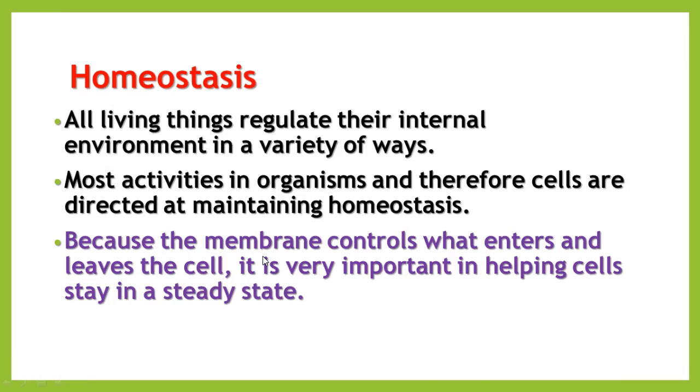Now, the main reason that you need a membrane, and the main job that the membrane does, is to help the cell maintain homeostasis. Remember that all living things attempt to maintain a stable internal environment, a steady state. They are regulating this environment in a lot of different ways, and a lot of the functions of the membrane have to do with maintaining homeostasis. It is very important because it allows certain molecules to come in, certain molecules to go out, to keep things the way they're supposed to be. There are lots of different activities that organisms do to maintain homeostasis, and oftentimes you can say just about any activity the organism carries on is directed toward maintaining that stable internal environment.